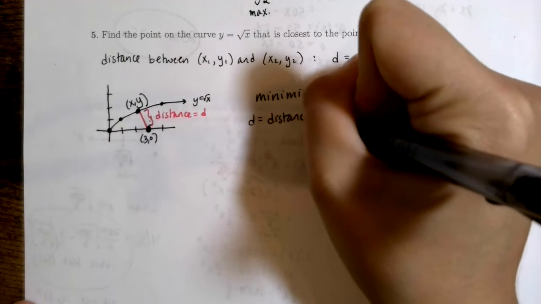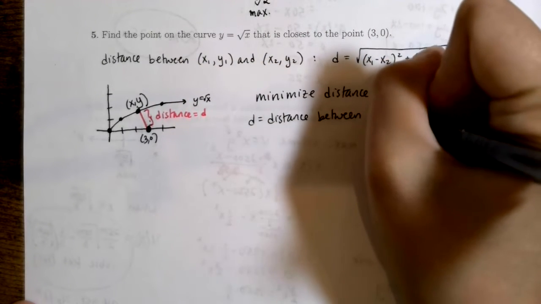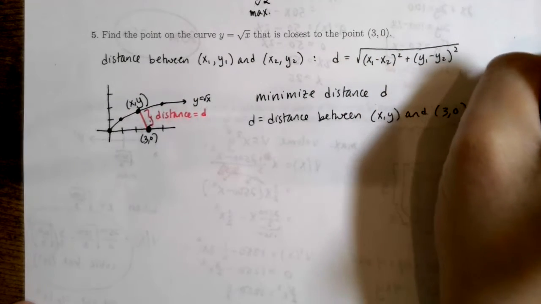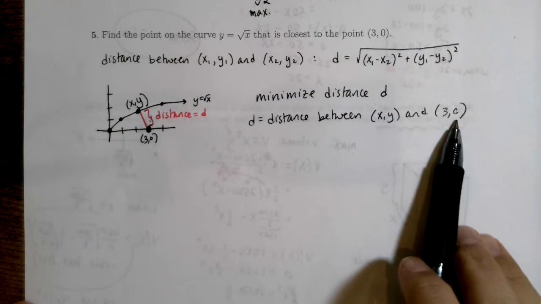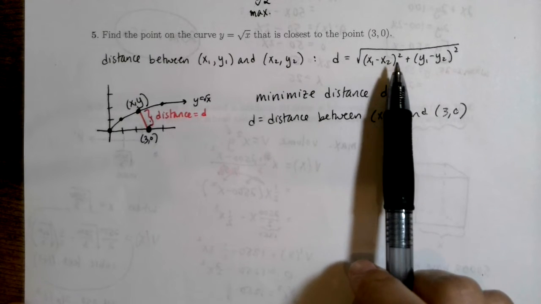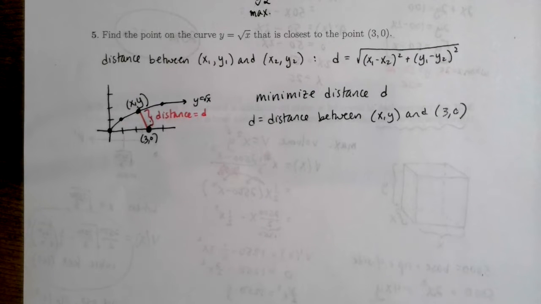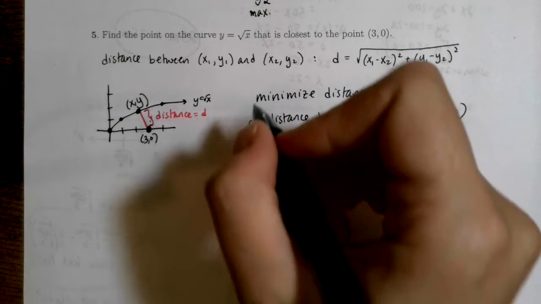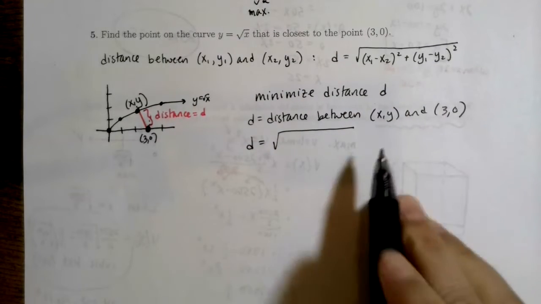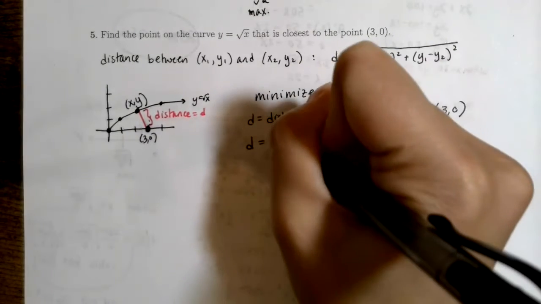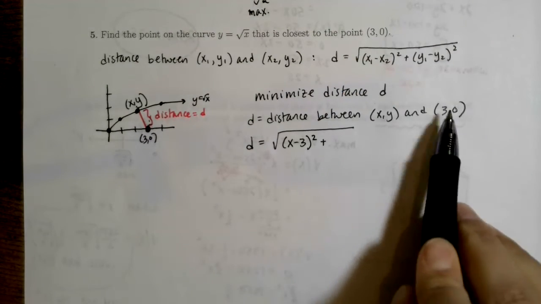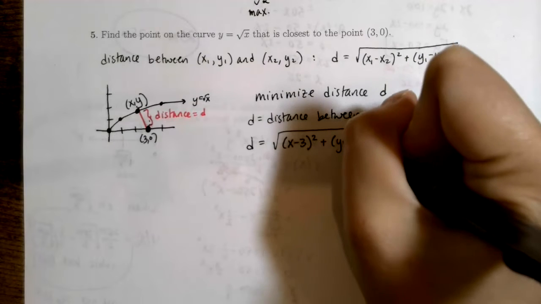So I'll do this in steps. It's the distance between (x, y) and (3, 0). It doesn't matter which one of these points you consider as like the 1 versus the 2 point here. It'll kind of change the way that the formula looks for a minute, but it all shakes out the same. So I'm going to get square root of x value minus x value squared plus y value minus y value squared.